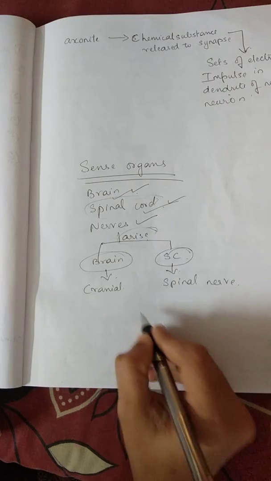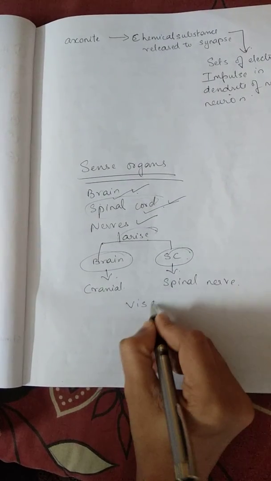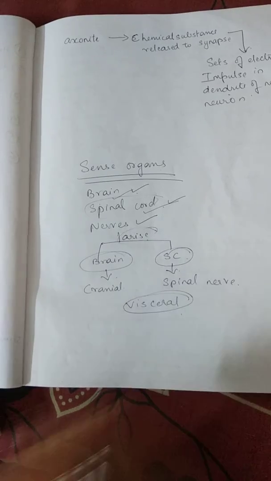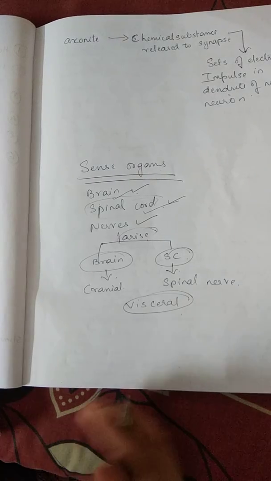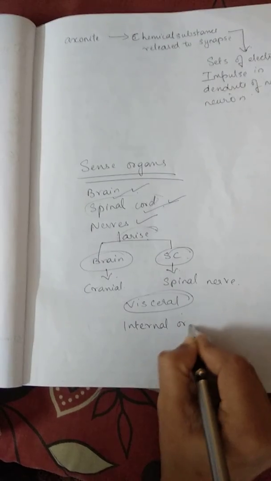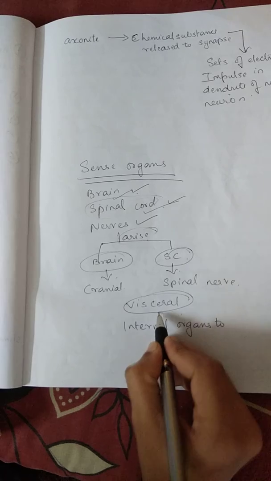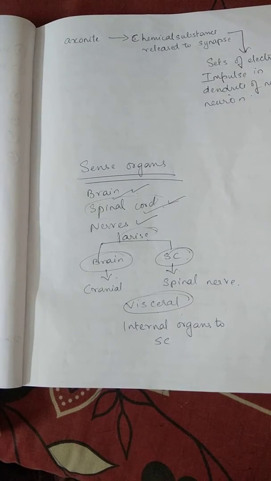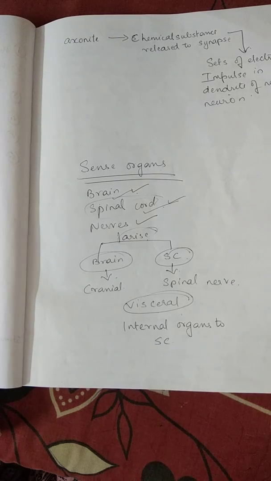There is also a third, special type of nerves, which is visceral nerves. Visceral nerves are special nerves which connect the internal organs to the spinal cord, and some of the visceral nerves connect the internal organs to the brain as well. So in general we can say that cranial nerves, spinal nerves and visceral nerves are different types of nerves.